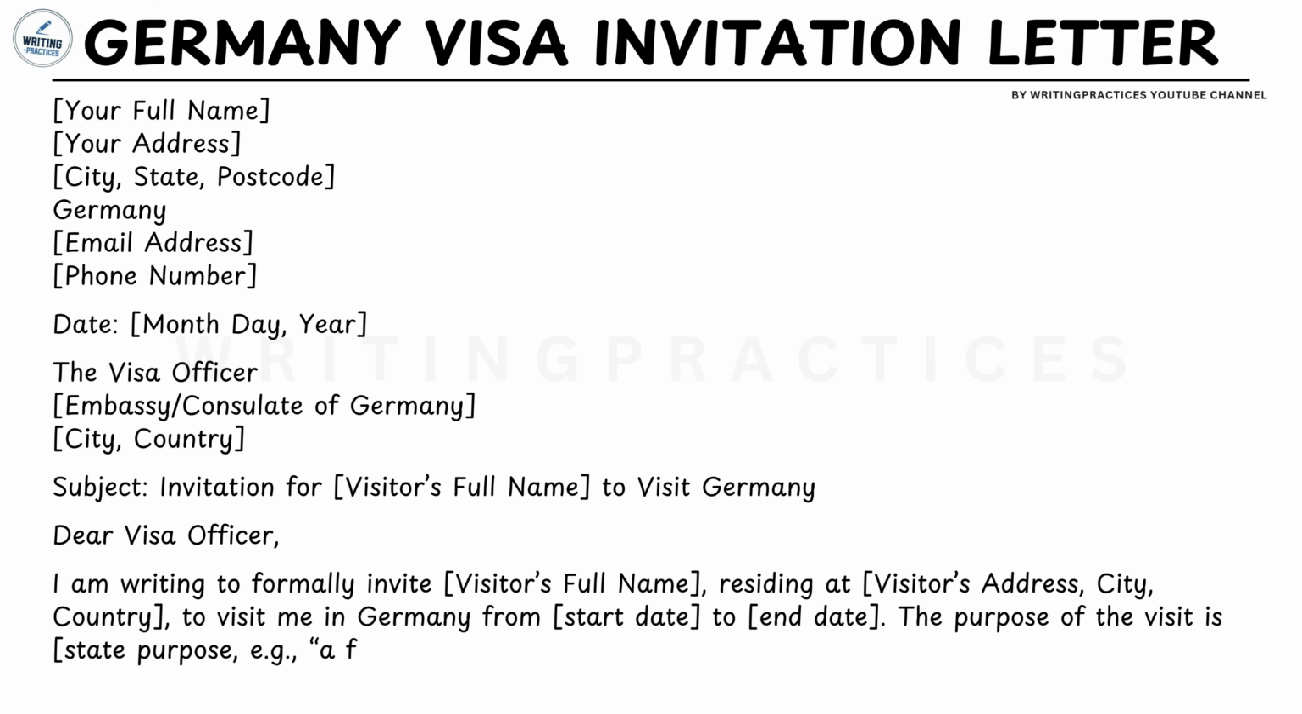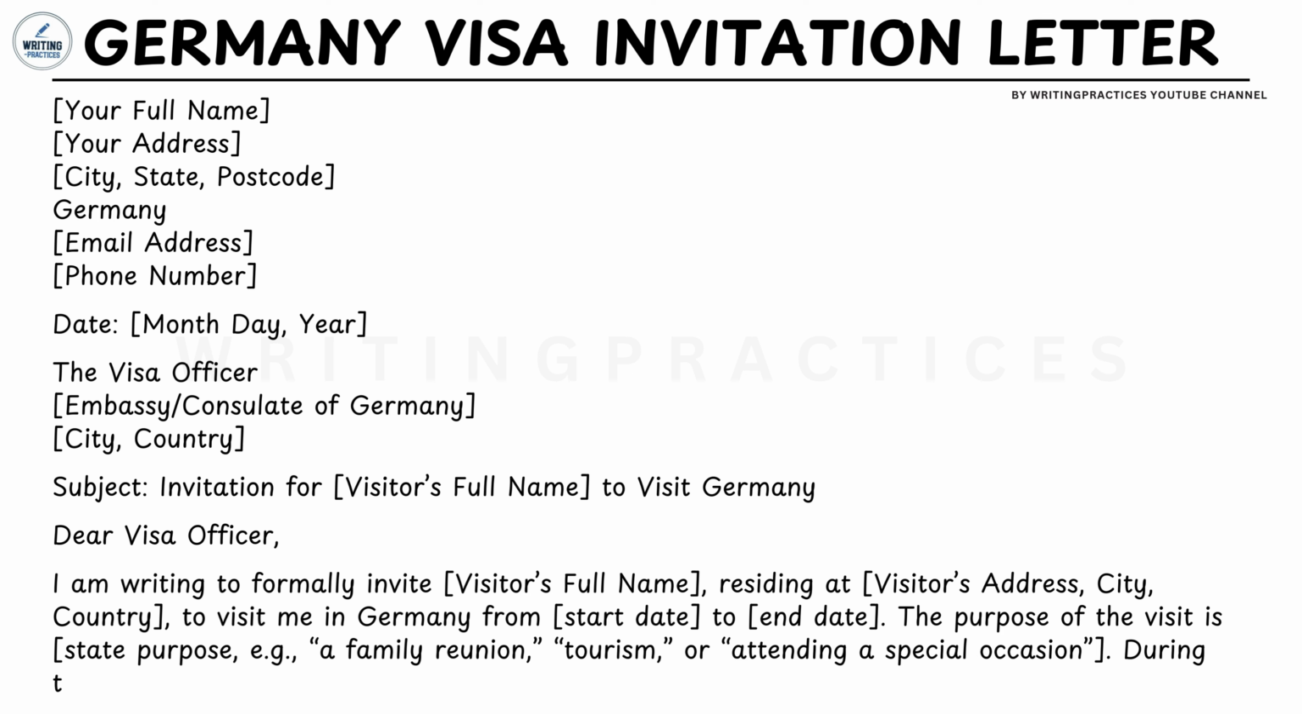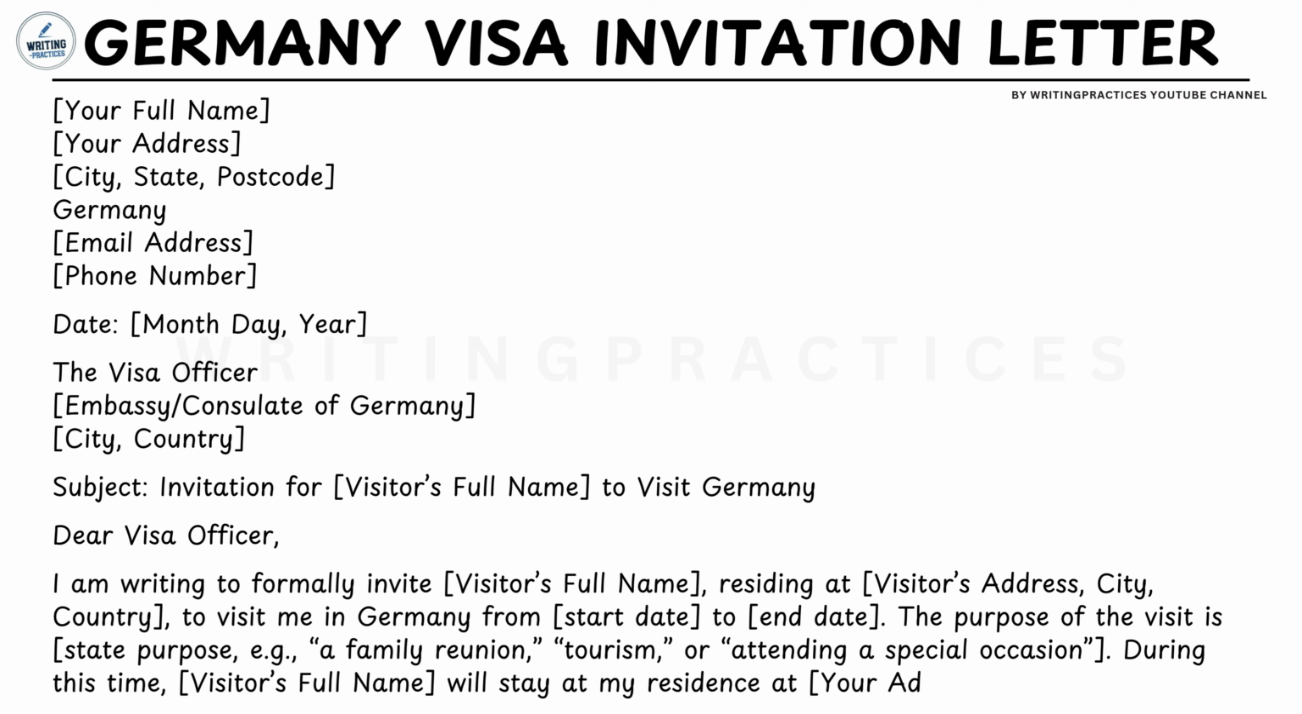For example, I am writing to formally invite Jane Smith, residing at Jalan Jenderal Sudirman Nomor 10, Jakarta, Indonesia, to visit me in Germany from March 1, 2025 to March 31, 2025. The purpose of the visit is tourism, and during this time, Jane Smith will stay at my residence at Musterstraße 10115 Berlin.